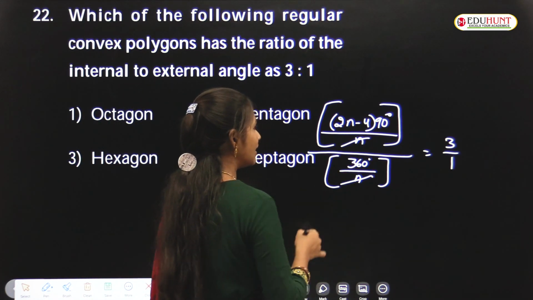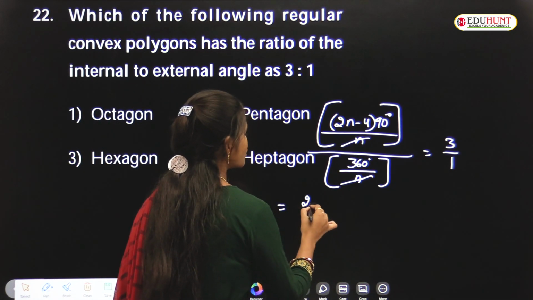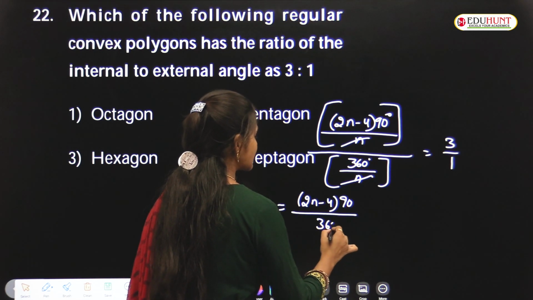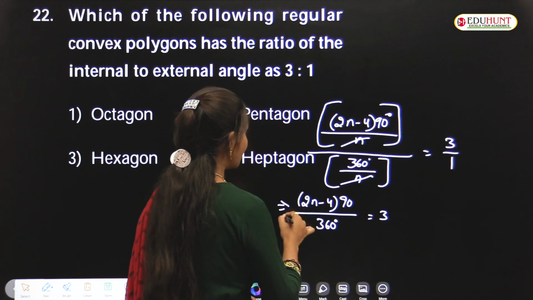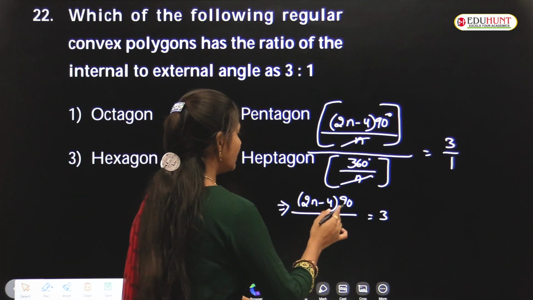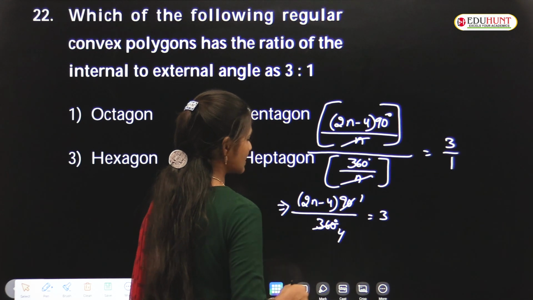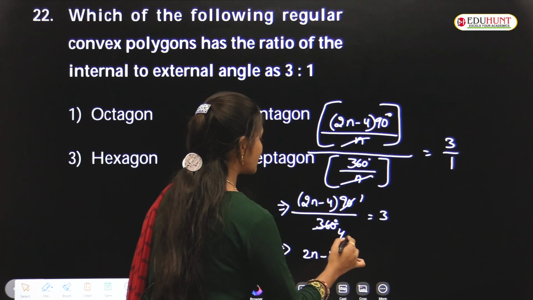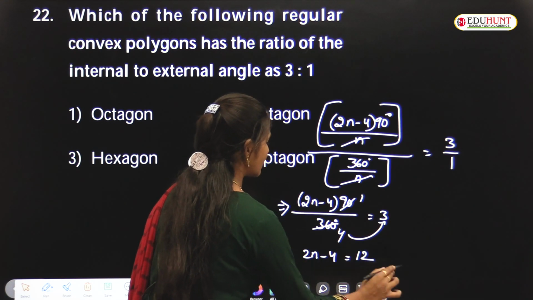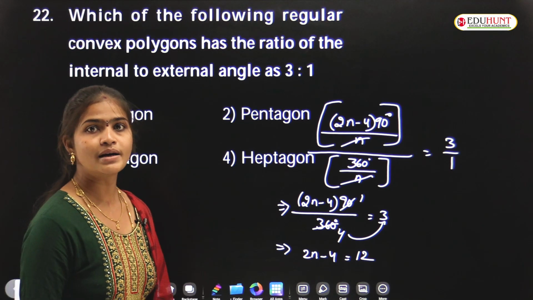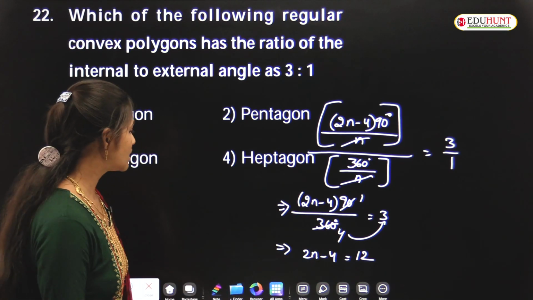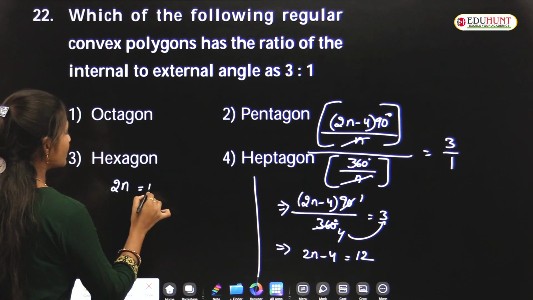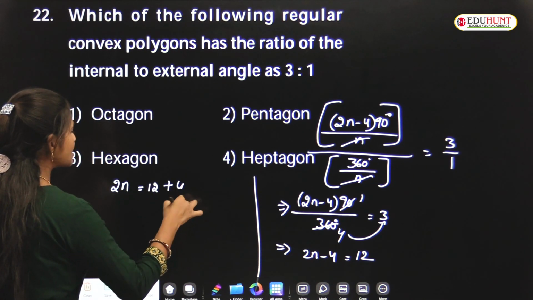So here n and n get cancelled. So it is equal to (2n minus 4) into 90 degrees whole by 360, which is equal to 3. 3/1 is nothing but 3, no? So 9 ones 9, 9 fours 36, so 4. Now here 2n minus 4 is equal to 4 into 3 which is 12. Division becomes multiplication. So 2n minus 4 is equal to 12. So here 2n is equal to 12, minus 4 becomes plus 4.